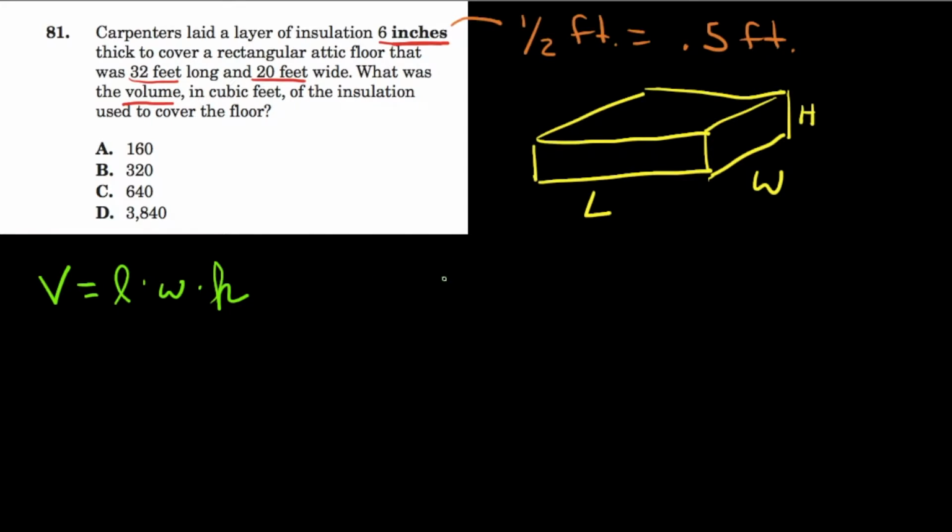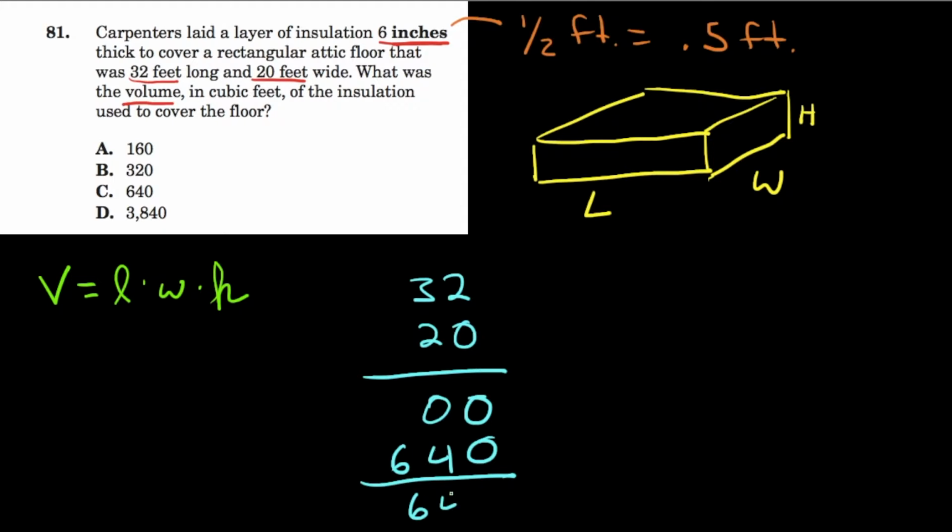So length times width times height, 32 times 20 times a half. I'm just going to do 2 at a time. Can't stack more than 2 at a time. 0, 0, new row. 640. That was just length times width. Don't get cocky. That makes this a trap answer. Don't do it. Now I'm going to do 640 times 0.5 because that's the height.